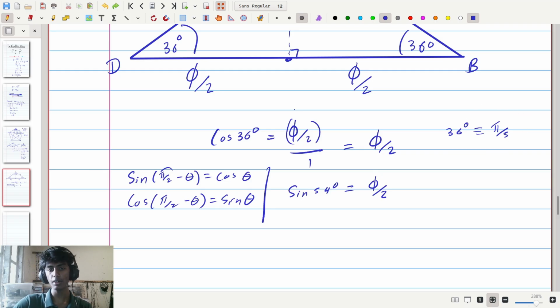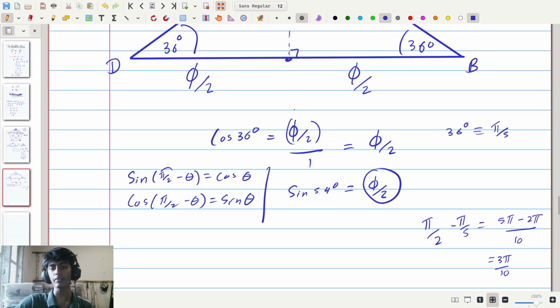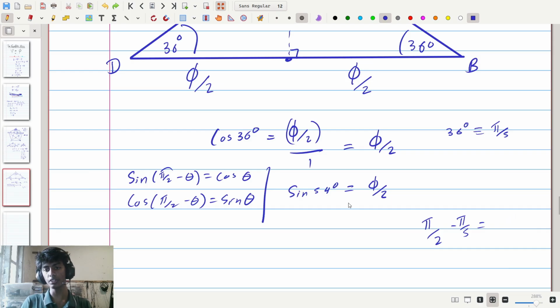We have this relation, so therefore the cosine of pi by 5 radians is equal to the golden ratio divided by 2. Similarly, the sine of this angle, which is pi by 2 minus pi by 5, which if I simplify in terms of fractions is 5 pi minus 2 pi divided by 10, or 3 pi by 10. So therefore the sine of 3 pi by 10 radians is also equal to the golden ratio divided by 2. What about the sine of 18 degrees like I alluded to earlier? Well, we can also do that using the same triangle, but we have to make a different observation in order to get that.